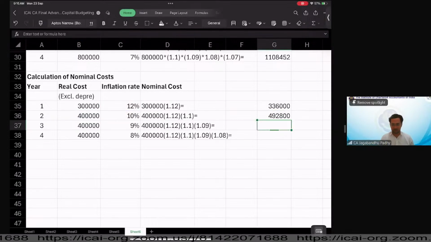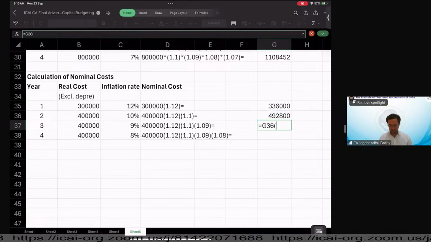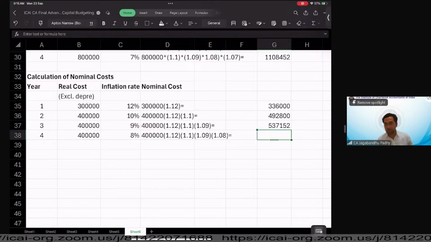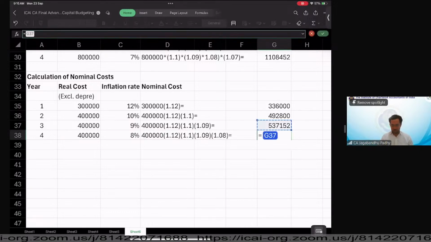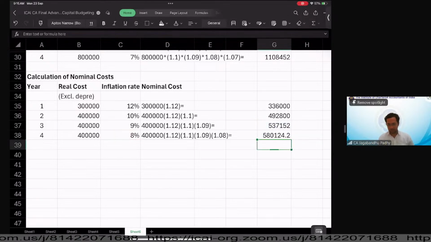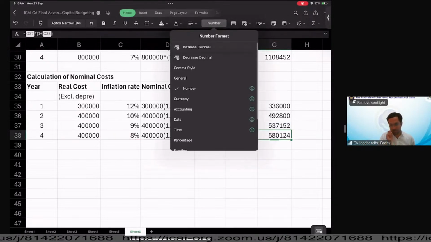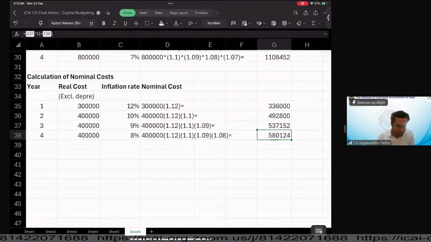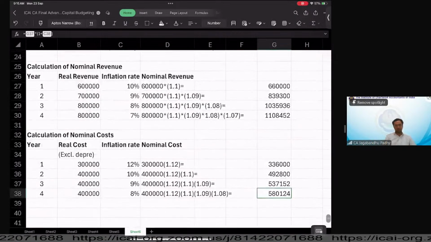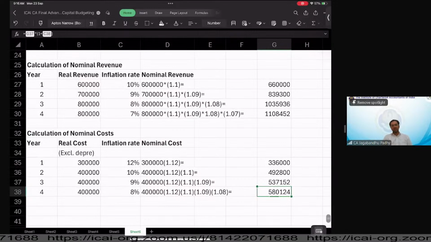4 lakh 92,800. Perfect. The third year is going up by 9%. 5 lakh 37,152. Perfect. Okay. The next it will be this multiplied by 1 plus 8%. 5 lakh 80,124. Perfect. So here we have the nominal revenue and the nominal costs, and we are considering the revenue and cost of only those items which are getting affected or which are going to be influenced by inflation. Okay, that's great.